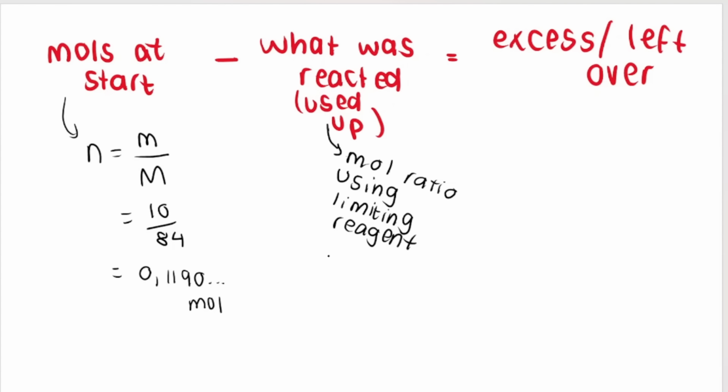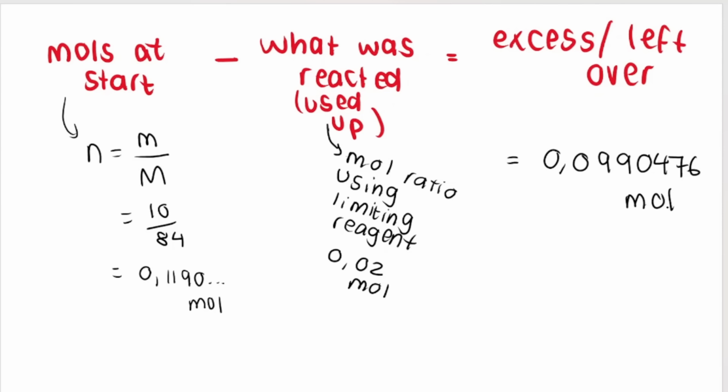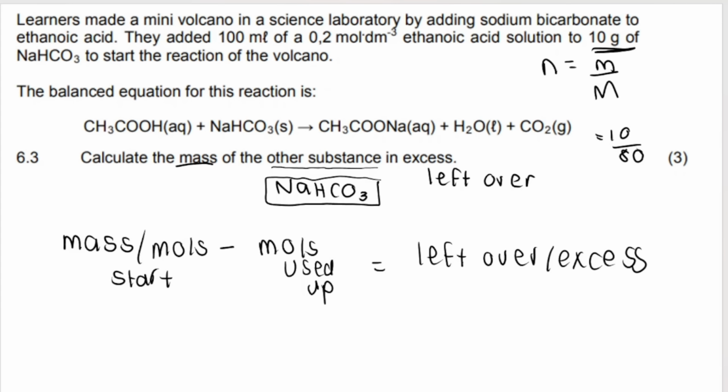And when we use our mole ratio, because it was a 1-to-1 ratio, we got 0,02 moles actually reacted. If we take our starting moles minus 0,02, our leftover moles, the excess, is equal to 0,099046 moles. Now, the reason why I haven't rounded off is because if you take a look back at the question, it wants the mass of the leftover reactant, the excess reactant.